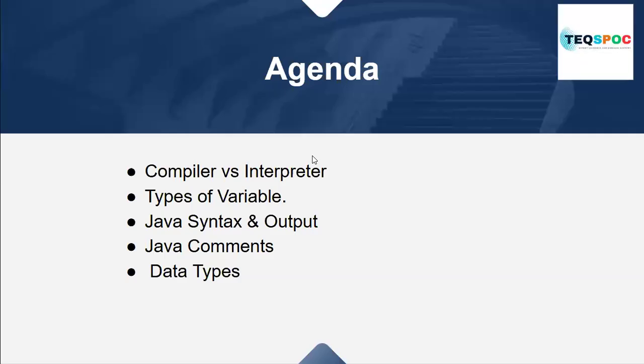So today's class agenda: we will see what is a compiler and interpreter, different types of variable, what the Java syntax is and how to print the output, how we can add a comment inside a Java program, and what the different types of data types present in Java are. In previous classes we have covered up to the variable. Now from this I will start with the different types of variable.